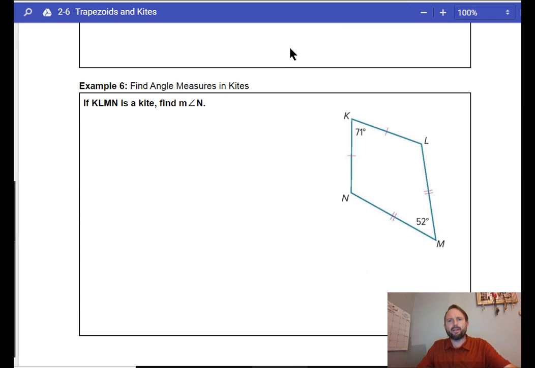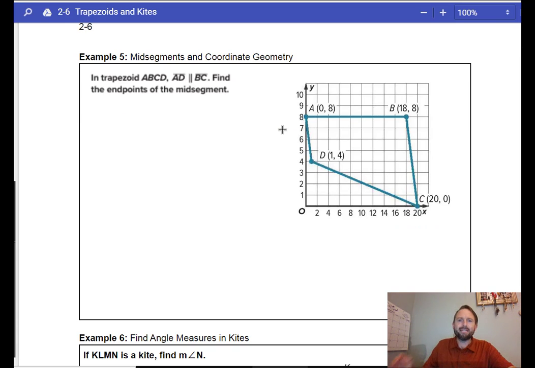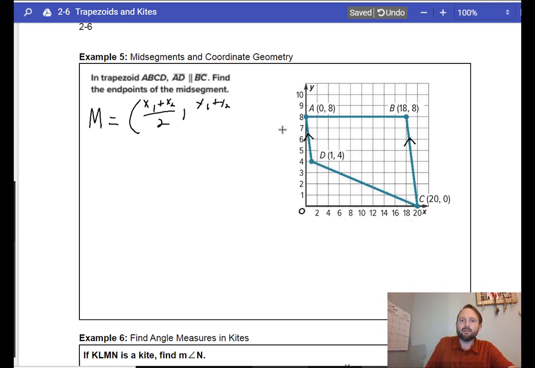So if we are going to figure out the mid-segment of each one of these, what we could do is figure out the midpoints between the bases. So we're going to figure out the midpoint between the bases, AD and BC. I would use the midpoint theorem: (x1 plus x2) divided by 2, and then (y1 plus y2) divided by 2. And that's the formula.